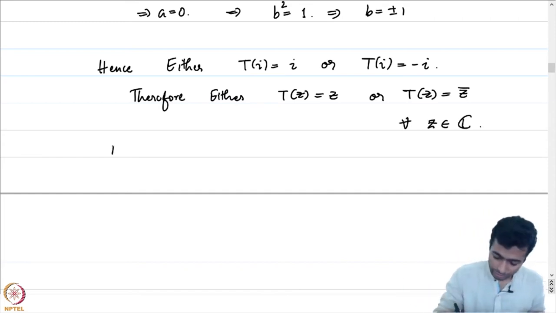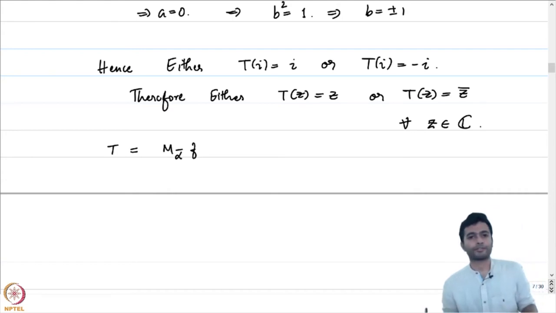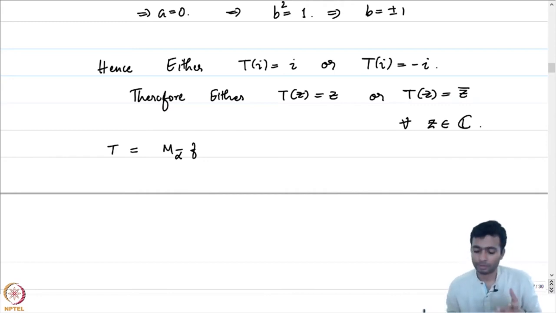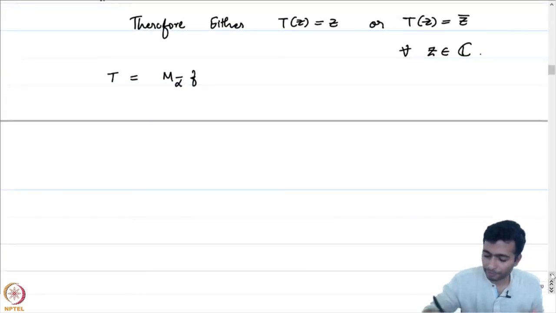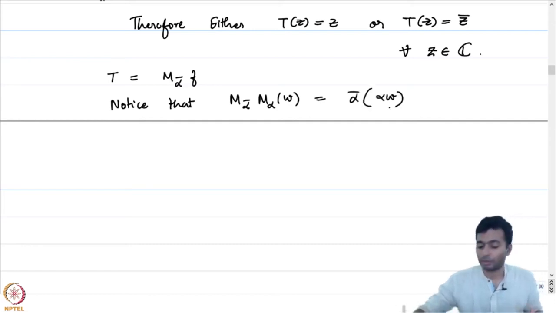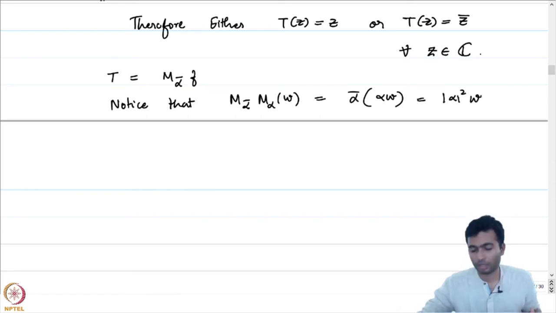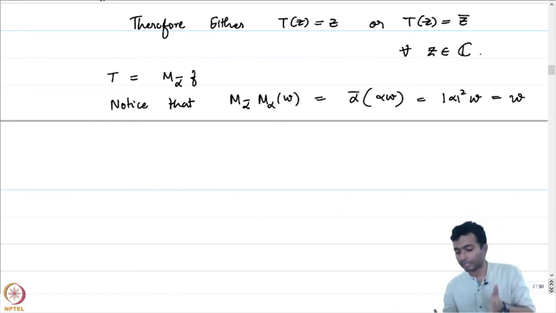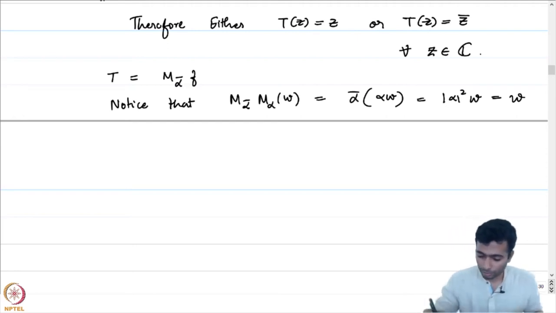But recall what T was. T was defined to be M alpha bar times F, the composition of the isometry M alpha bar with the isometry F. And M alpha bar has some nice properties. It's just multiplication by alpha bar. If we compose M alpha bar with M alpha, we get the identity. Notice that M alpha bar of M alpha of w is just alpha bar of alpha w, which is equal to the absolute value of alpha squared times w, which is equal to w. Therefore, we know the explicit inverse of M alpha bar. The other way is also true.